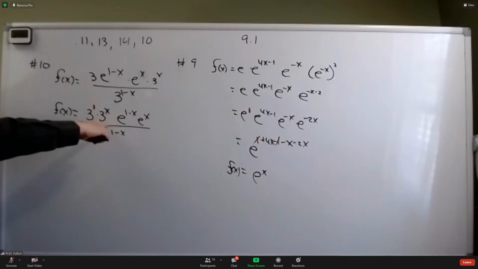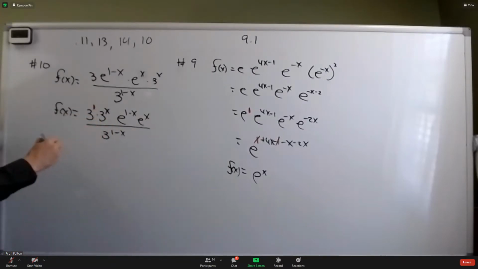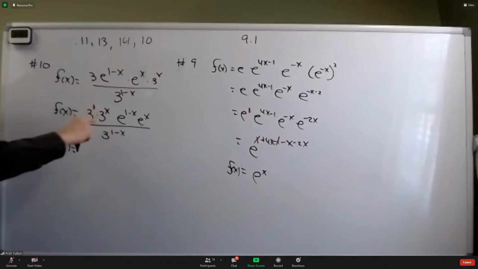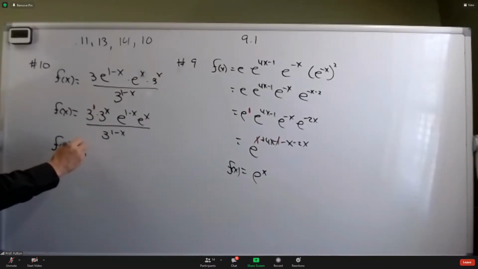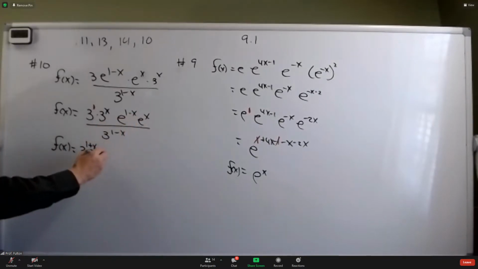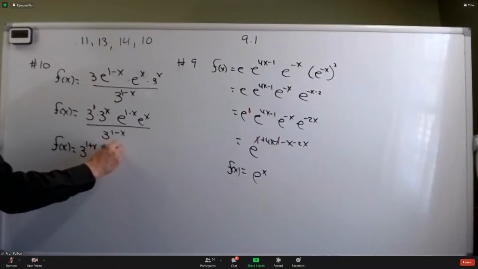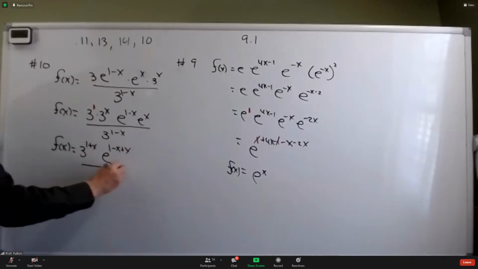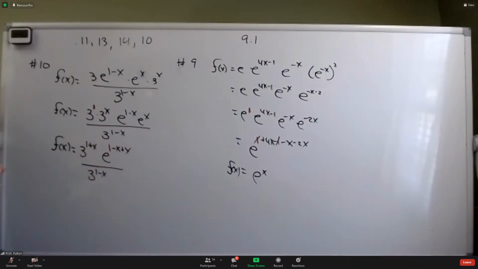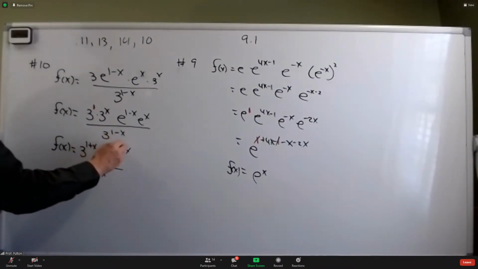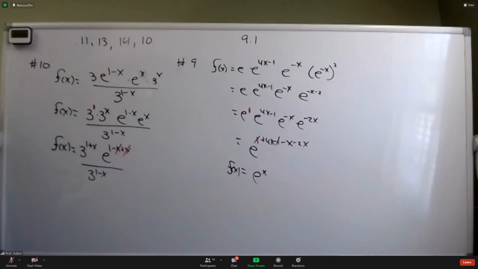Now let's combine some of the things over here. So like f of x, I can add the exponents over here. 3 to the 1 plus x, combining those, that's e to the 1 minus x plus x, and this is 3 to the 1 minus x. Well, these simplify a little bit here because the x and the minus x cancel out. But I can also now bring these up. I can change the sign of these exponents.